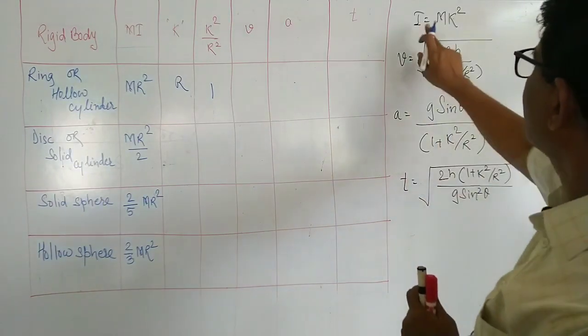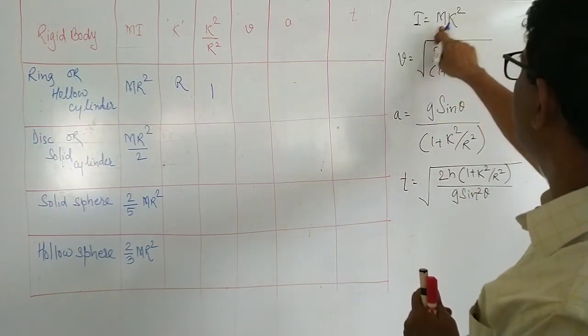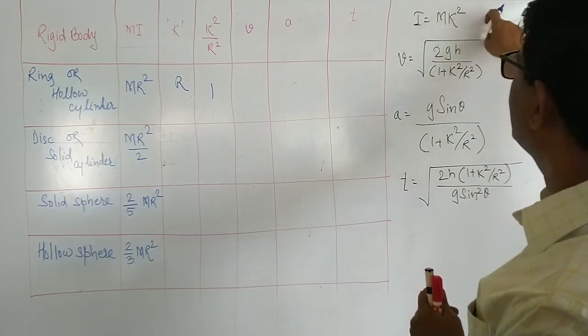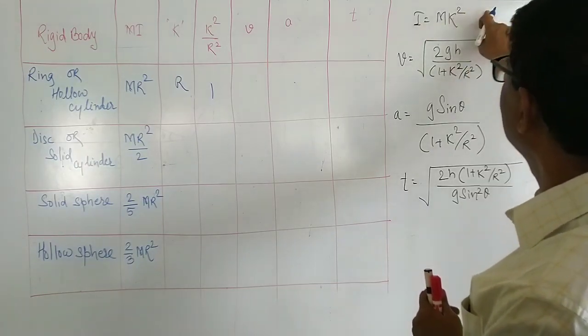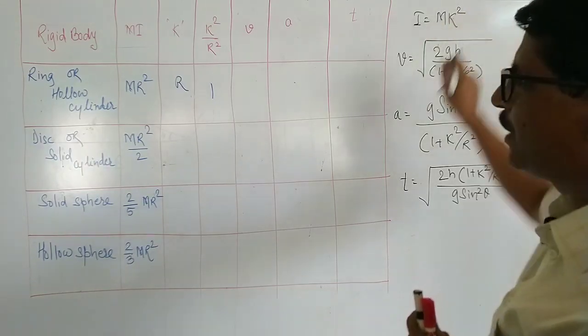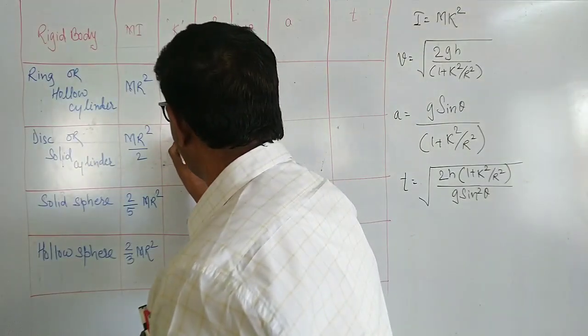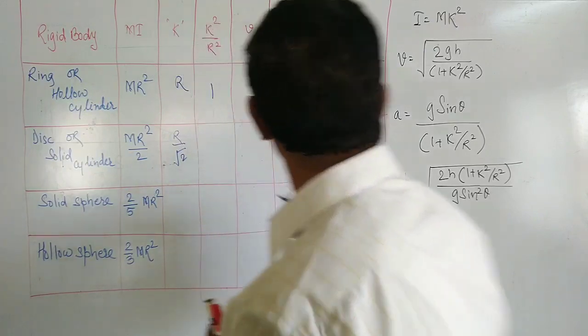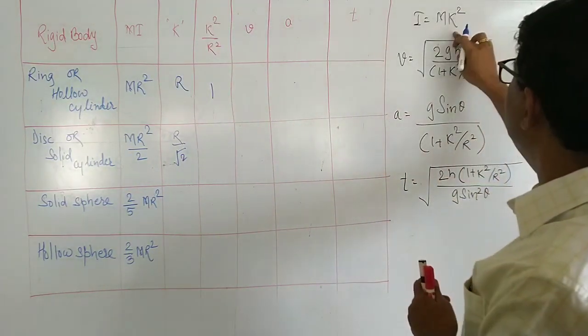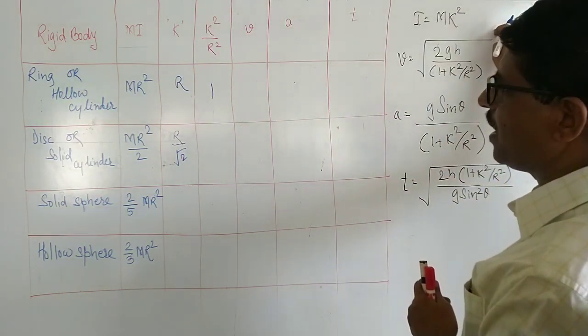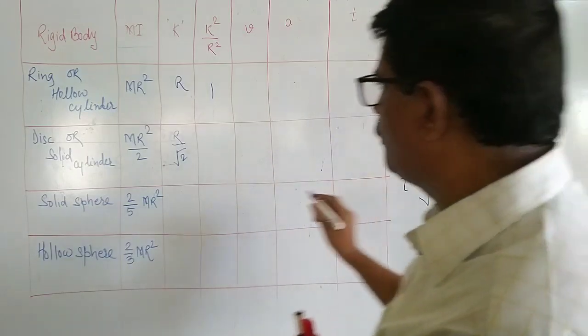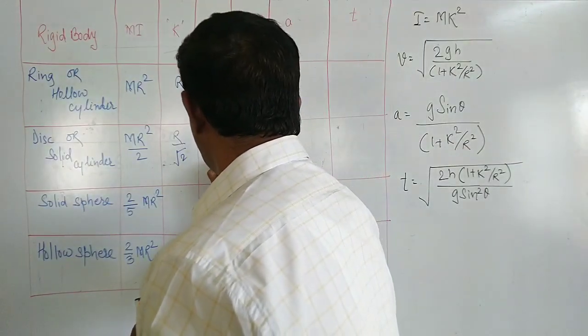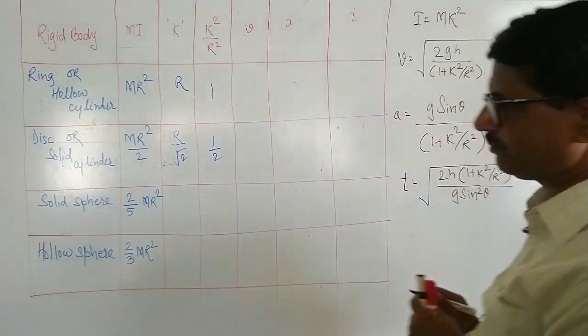For the other, I = mk². Mk² is equal to mr²/2. m gets cancelled. k² = r²/2. Therefore, the value of k is r/√2, and k²/r² should be equal to 1/2. This is one more thing that we get here.